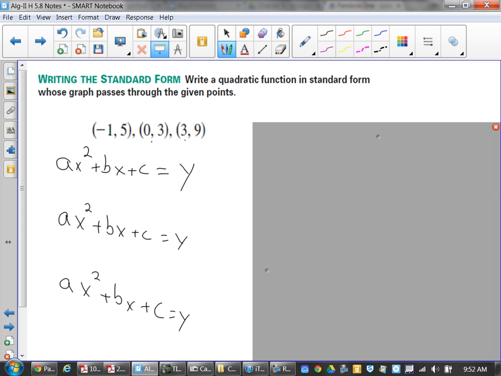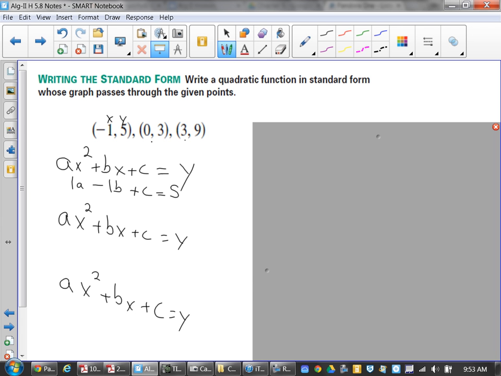I have 3 x and y values, so therefore I can have 3 x and y equations to generate my a's and b's. So if I use each one of these sets as ordered pairs, what if I substitute in x's and y's? What's negative 1 squared? 1. So I get 1a minus 1b plus c is 5. All I'm doing is substituting in.